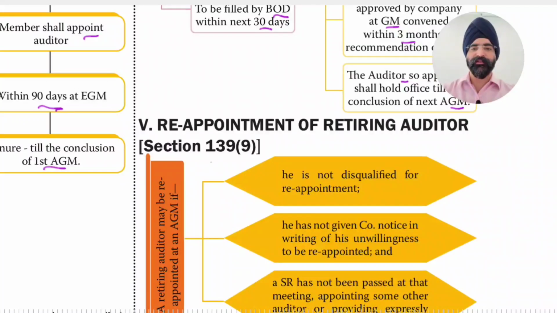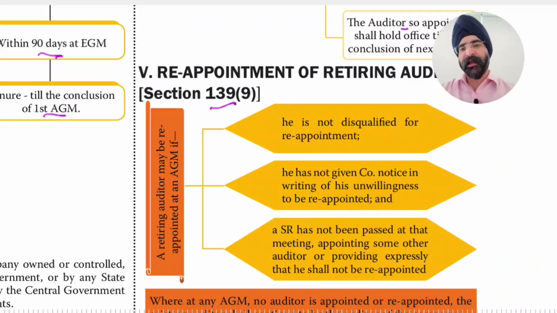Reappointment of retiring auditor, section 139 subsection 9. So section 139 relating to auditor, reappointment of retiring auditor. Now after the first auditor, at the end of his tenure, or whenever 5 years are completed, then reappointment. A retiring auditor may be reappointed at an annual general meeting if he is not disqualified for reappointment. His qualification will be obtained, that he is qualified to be reappointed, his consent will be received, and he is not disqualified to be reappointed. Number two, he has not given the company notice in writing of his unwillingness to be reappointed.